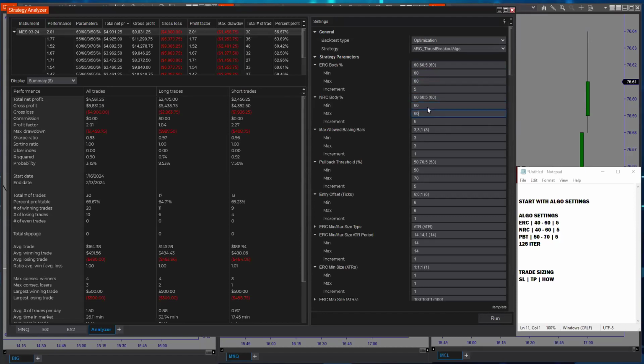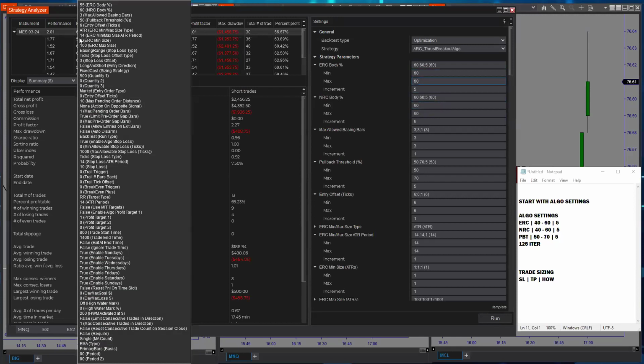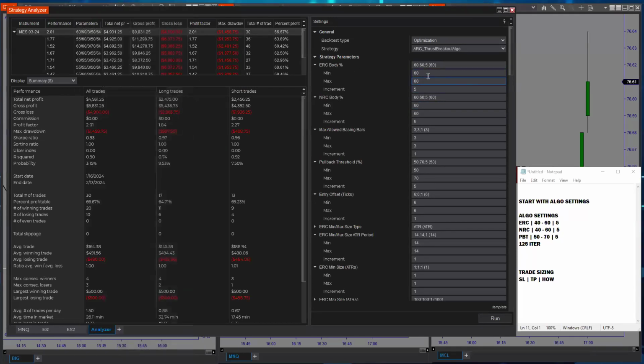So the body could be up to 60 here, but it had to be at least 60 here. I'm going to go with 55 because I want this to be a little less restrictive, and I can use some of the other things to continue to optimize here. So I'm going to keep this set to 55, and that'll be what I go with. For max allowed basing, I'm going to go 1 to 5. And then pullback, we're going to leave at 50. We didn't really see any improvements by increasing that number.